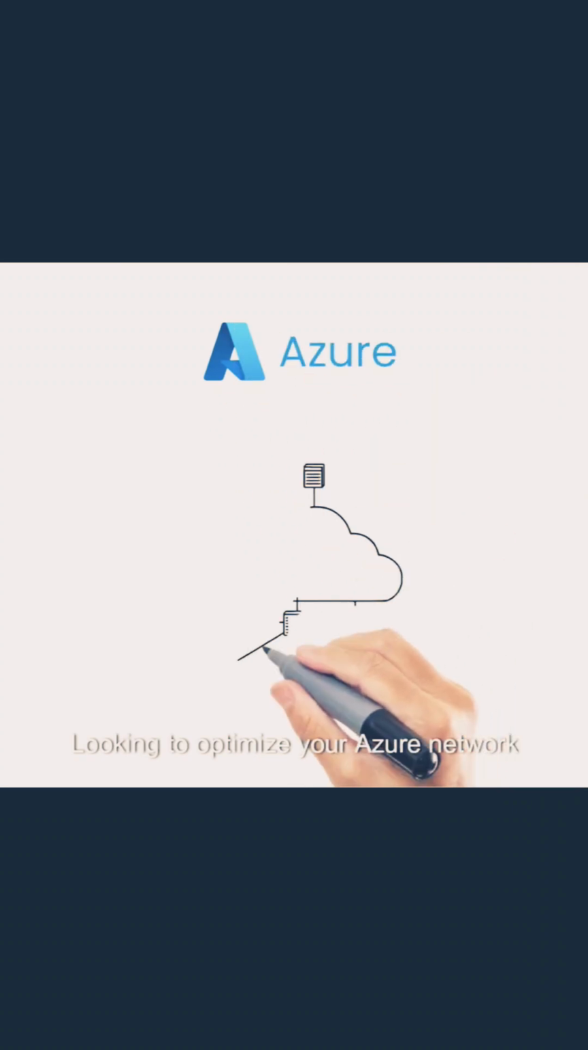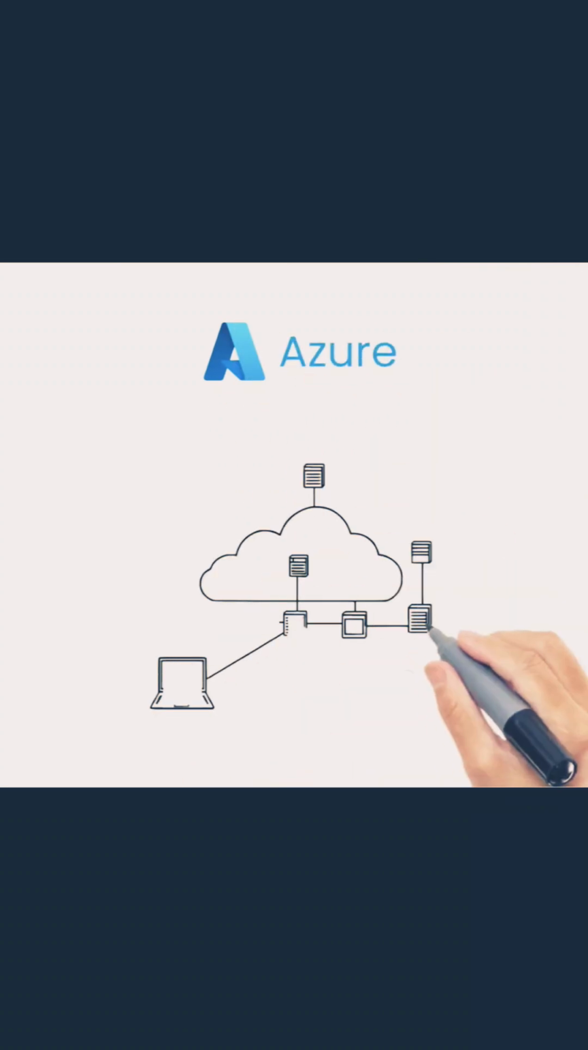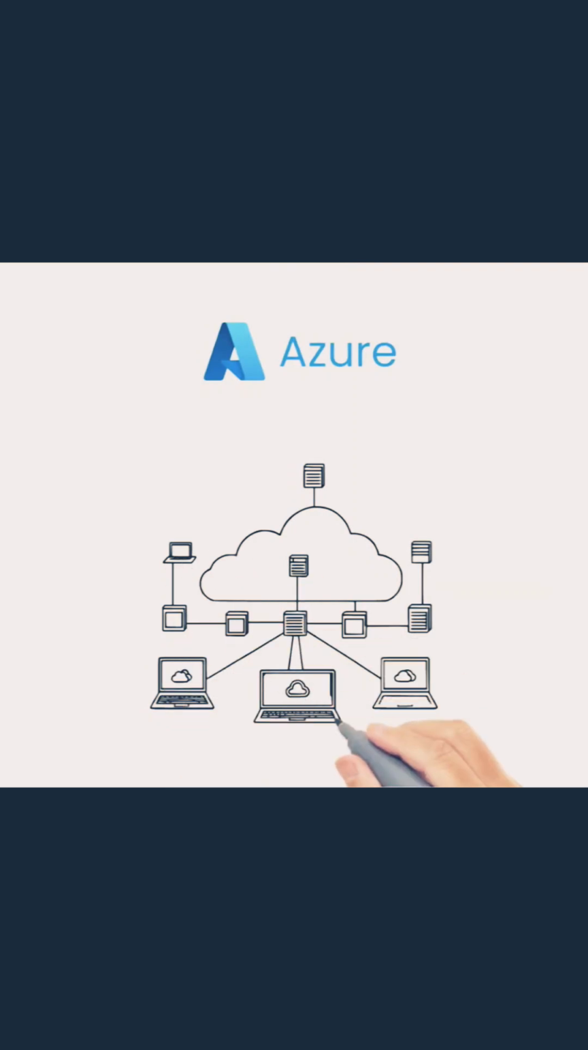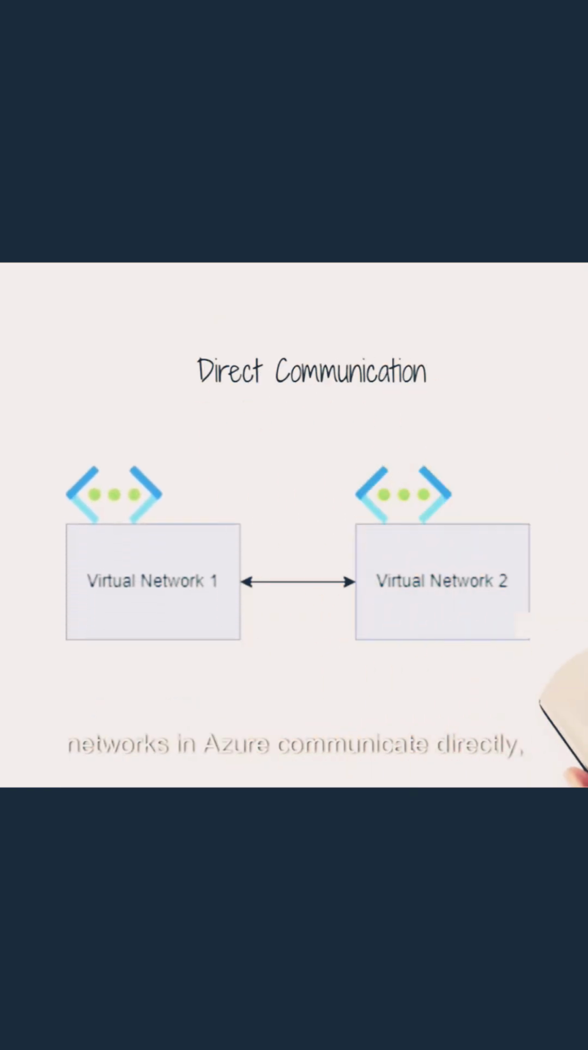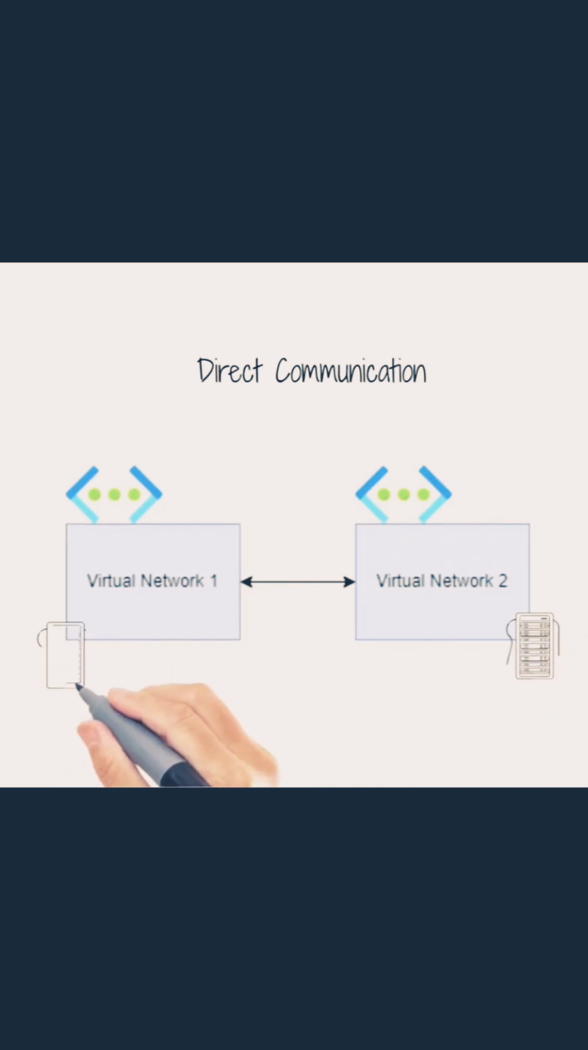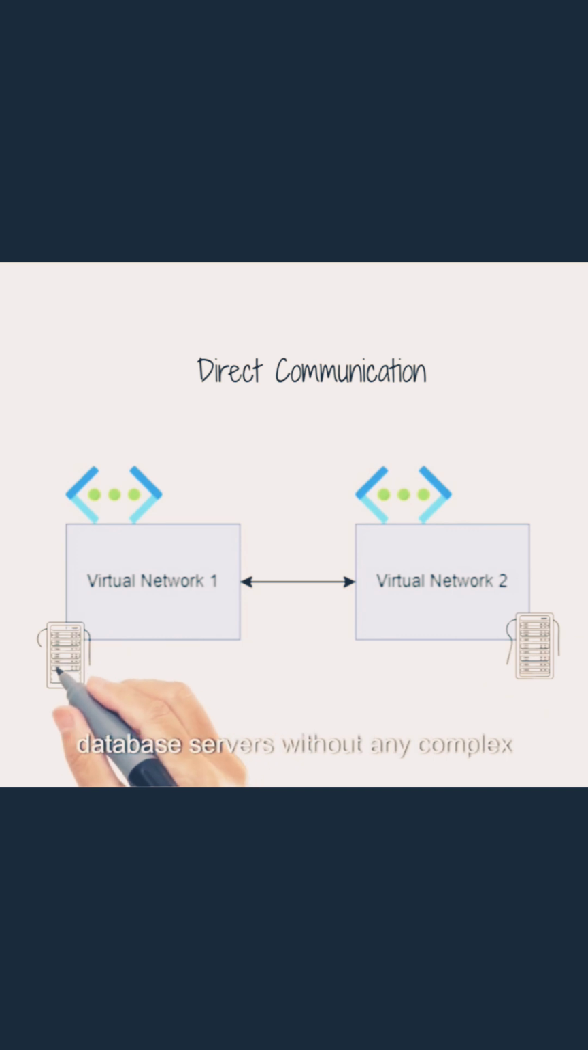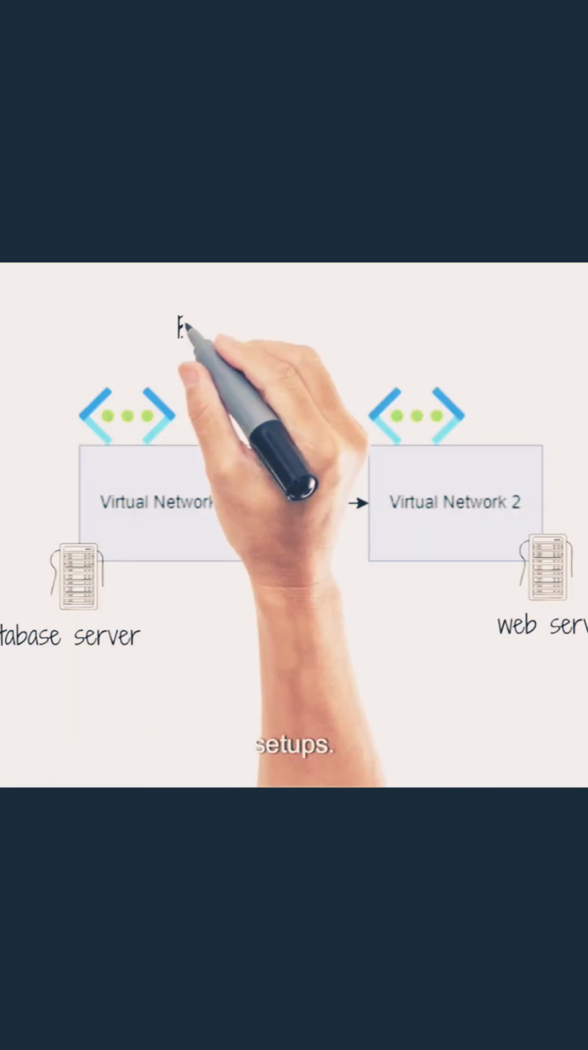Looking to optimize your Azure network connectivity? Let's dive into the standout features of Azure VNet Peering in just under a minute. Azure VNet Peering lets your virtual networks in Azure communicate directly, as if they're on the same network. For cloud beginners, it's like connecting your web servers and database servers without any complex setups.